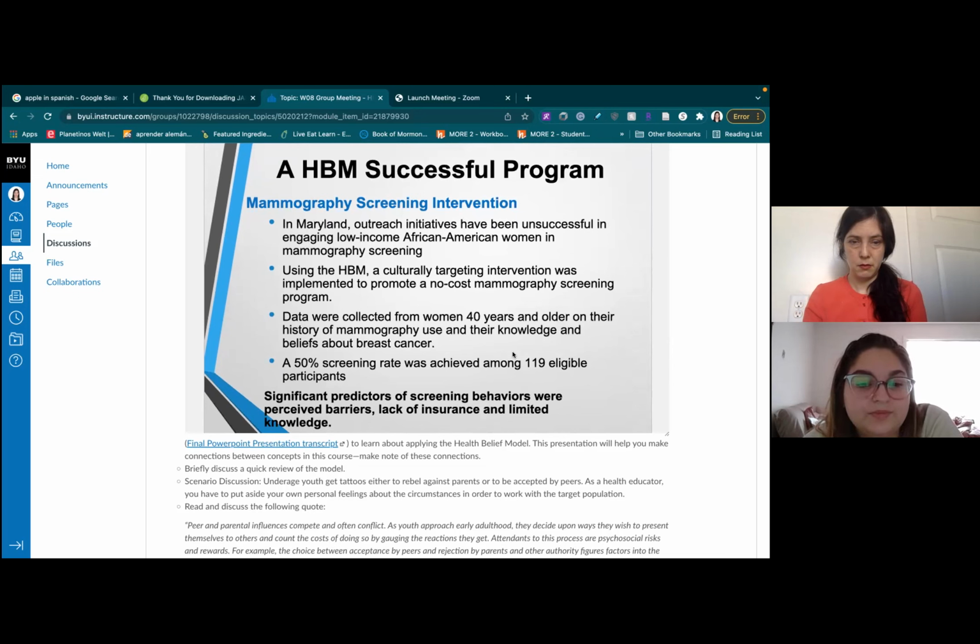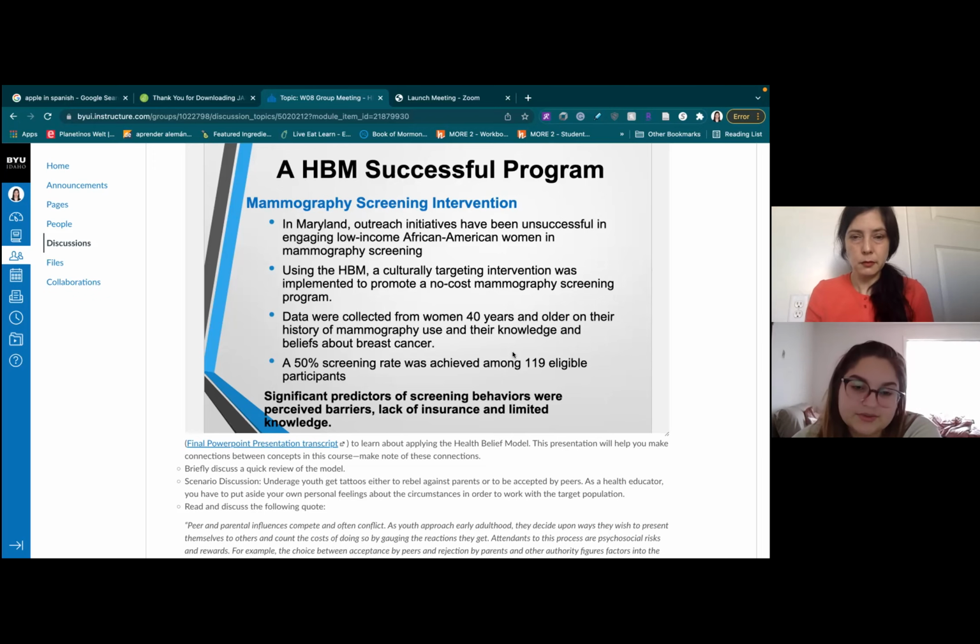Data were collected from women 40 years or older on their history of mammography use and their knowledge and beliefs about breast cancer. A 50% screening rate was achieved among 119 eligible participants. Significant predictors of screening behaviors were perceived barriers, lack of insurance, and limited knowledge.